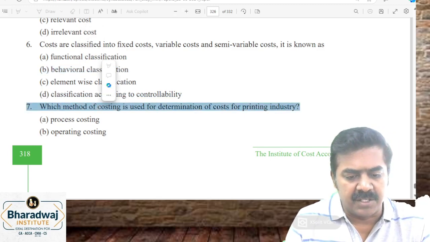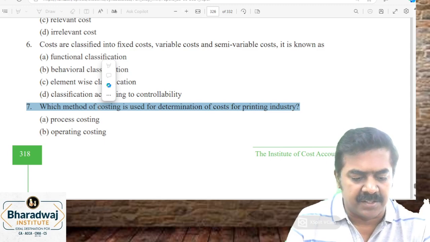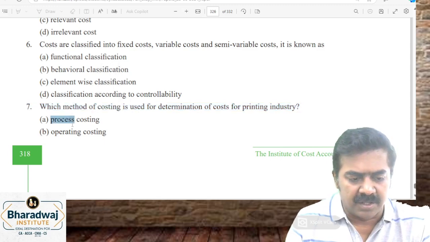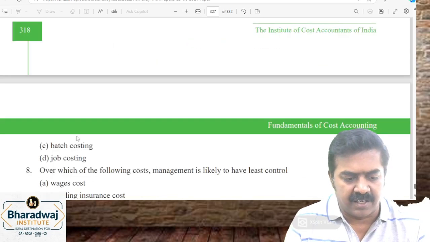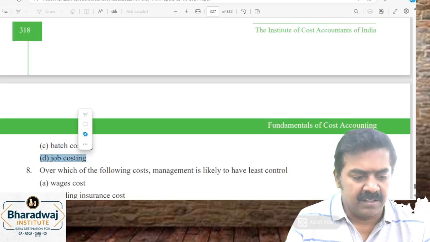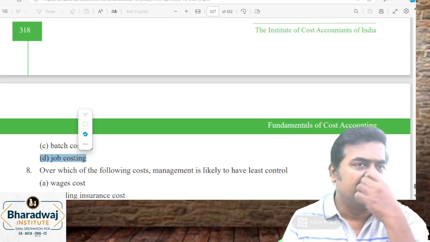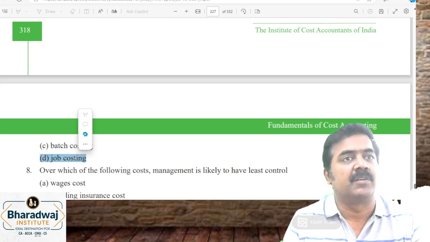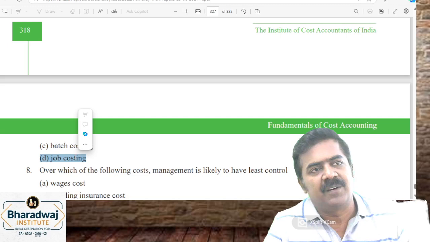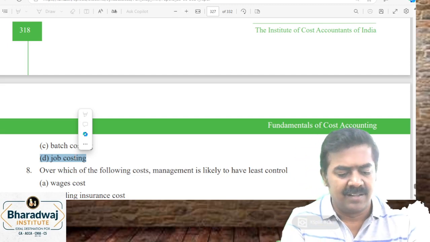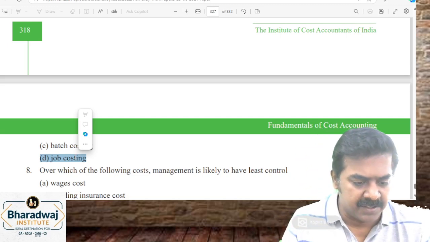Which method of costing is used for determining cost in the printing industry? Not process costing, not operating costing, but job costing. Every printing order is a job. Every job is a unique one. We manufacture according to the instruction given by the customer. It can be printing of visiting cards, wedding cards, anything. We use which costing method? Job costing method.